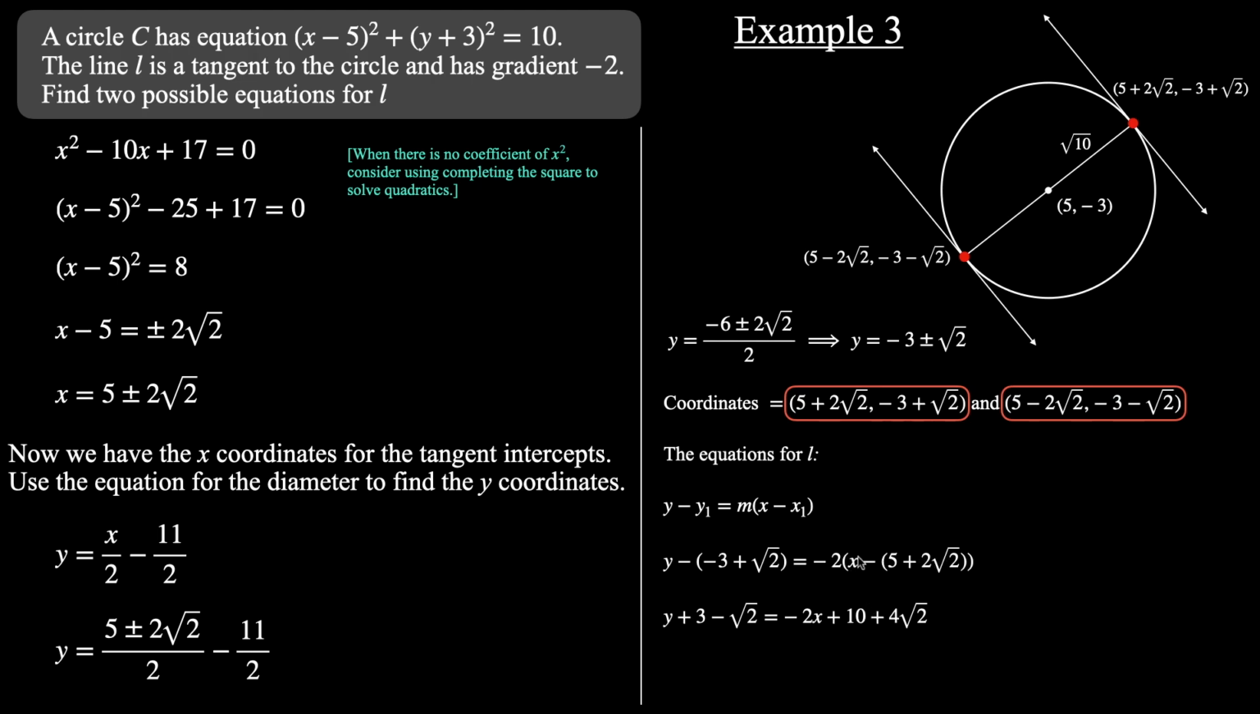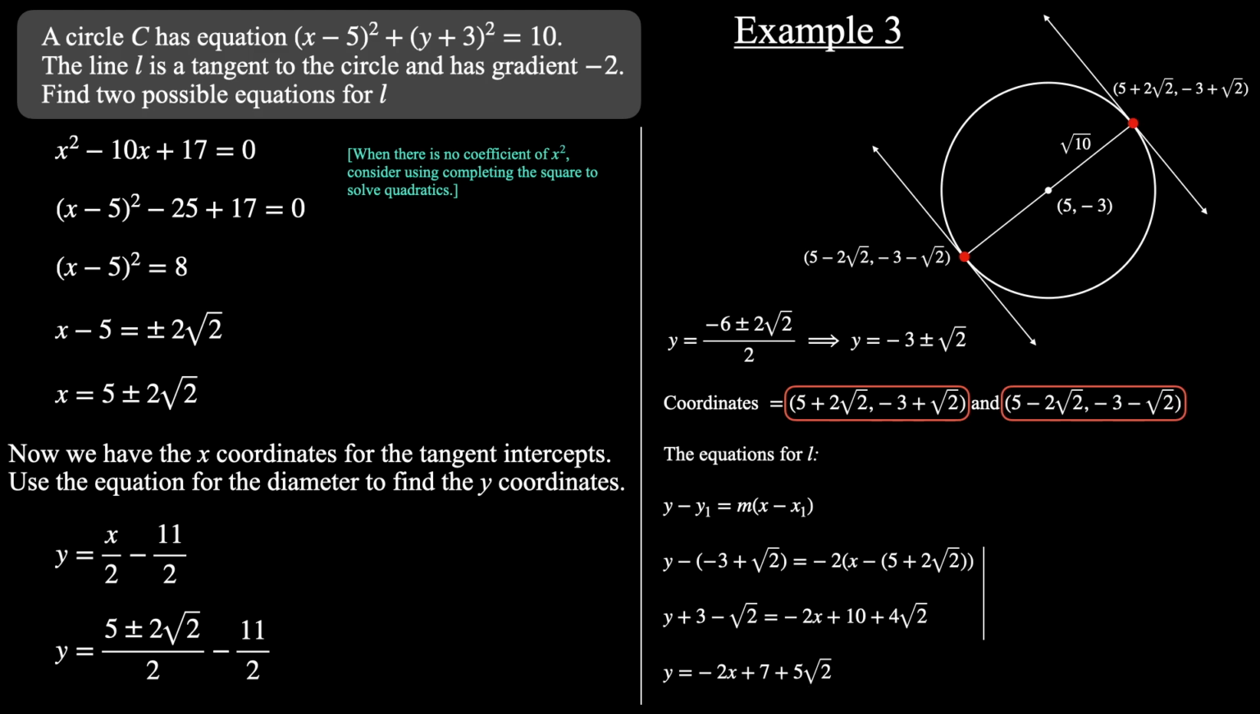This would be inside the brackets, x take 5, subtract 2 root 2, and then you expand out the negative 2, you get negative 2x plus 10 plus 4 root 2. And negative root 2 and 4 root 2 are like terms, so I can add that root 2 to the right hand side and subtract 3, and I get y equal to negative 2x plus 7 plus 5 root 2. So that's one possible equation.